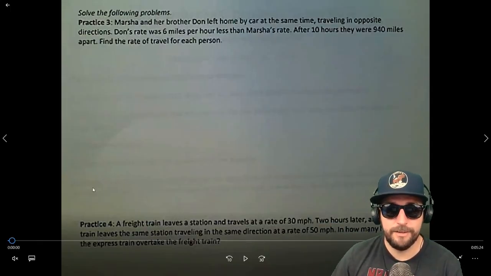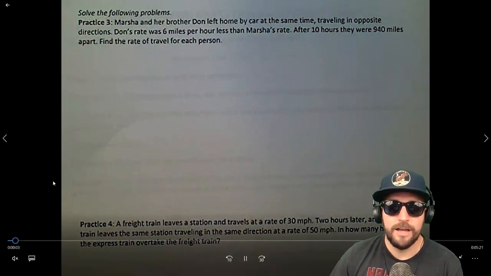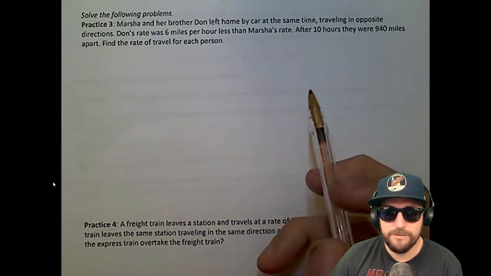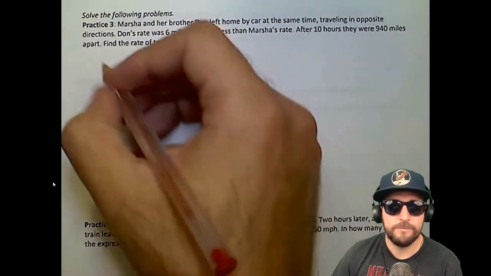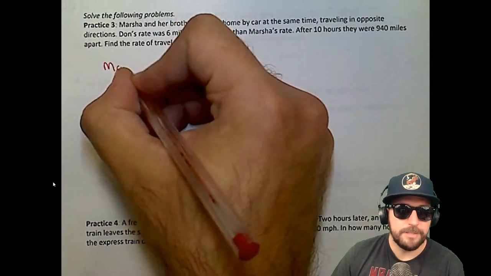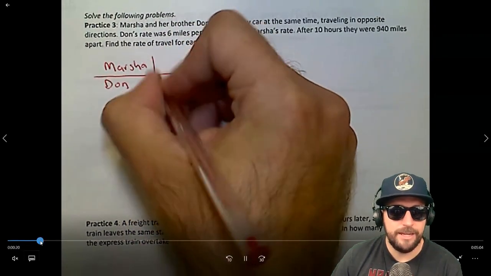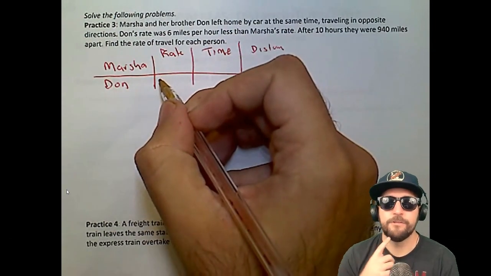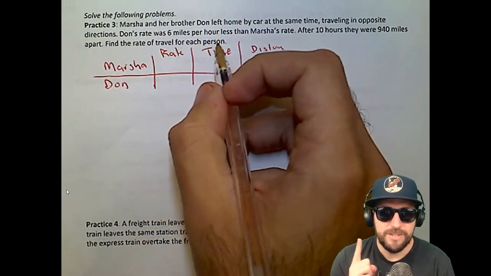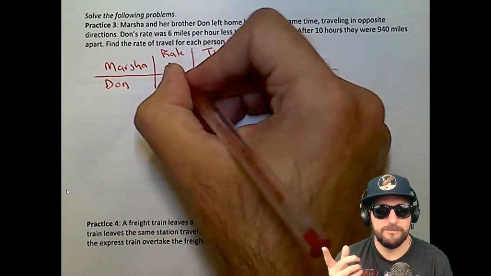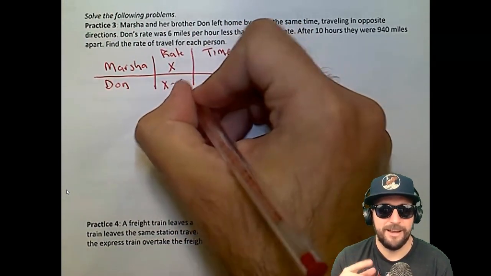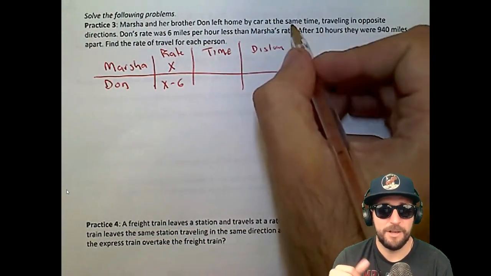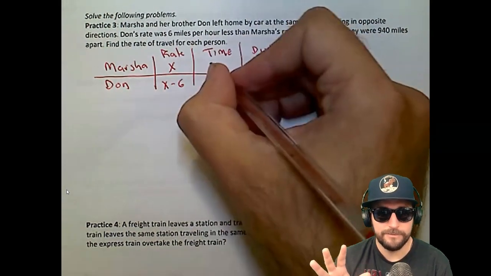Marcia and her brother Don left home at the same time, traveling opposite directions. Don's rate was 6 miles per hour less than Marcia's rate. After 10 hours, they were 940 miles apart. We're going to set up a table with both of their names and the rate, time, and distance. All right, their rates. Don's rate was 6 miles less than Marcia's rate. So if Marcia was going x, Don was going x minus 6. 6 miles per hour less. He was going slower than Marcia.